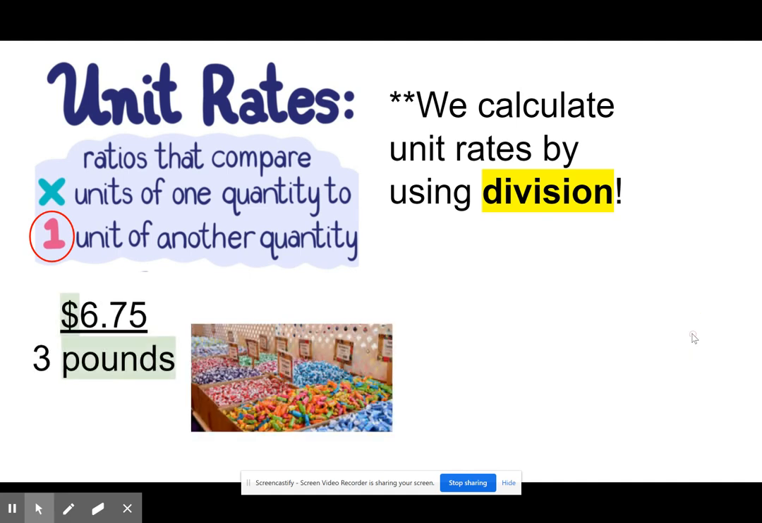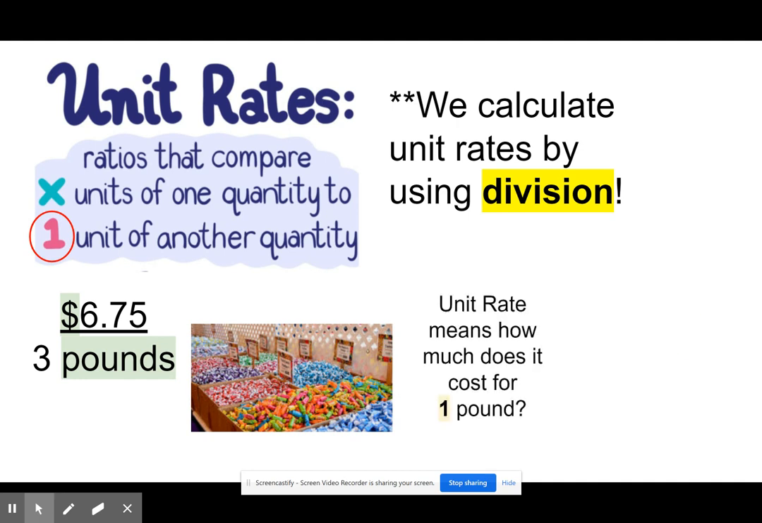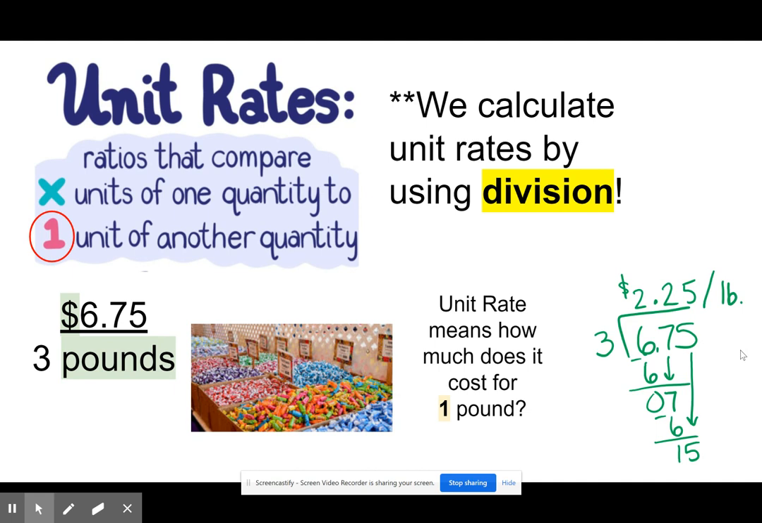The candy example. If I know this rate of $6.75 for 3 pounds, then to find the unit rate or the unit price, it's like finding how much does it cost for just 1 pound. Well, I got to break it down and use division. I divide the cost, $6.75, divided by the 3 pounds, and I got $2.25 per pound. That's the unit rate of this candy, or the unit price.